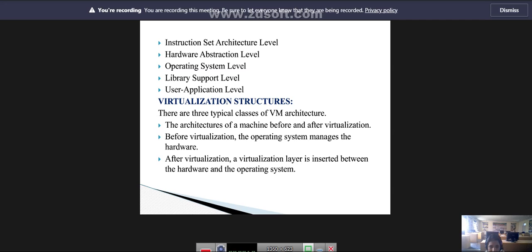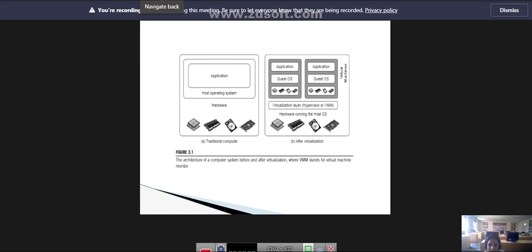I'm repeating the same point. Before virtualization, the operating system manages the hardware. After virtualization, a virtualization layer is inserted between the hardware and the operating system. If you see the diagram, we can understand very clearly. This is the diagram. This is before virtualization. This is after virtualization.